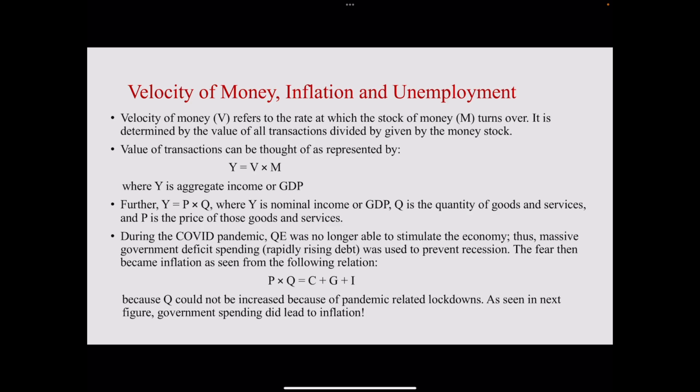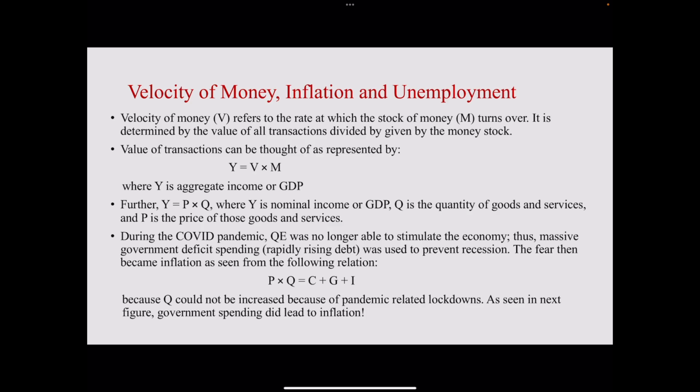As we can see from this relationship, P times Q equals C plus G plus I. If G goes up a lot and Q doesn't change much, and it couldn't during the pandemic because of lockdowns, then what's left is P has to go up. So the government spending did lead to inflation, although it didn't show up right away.